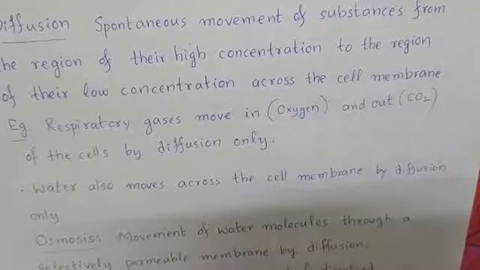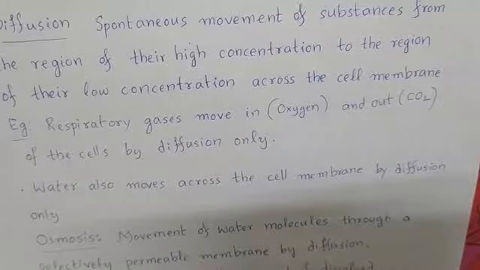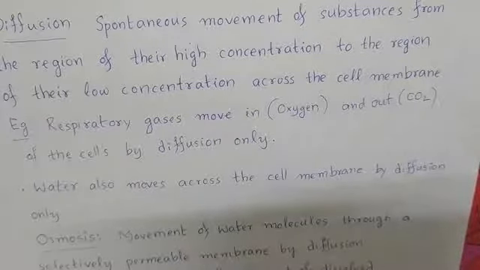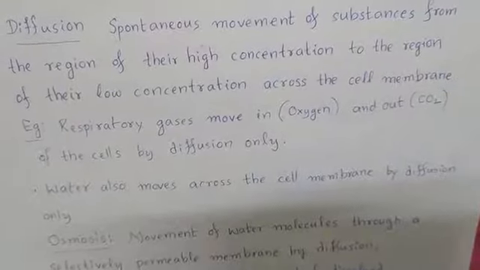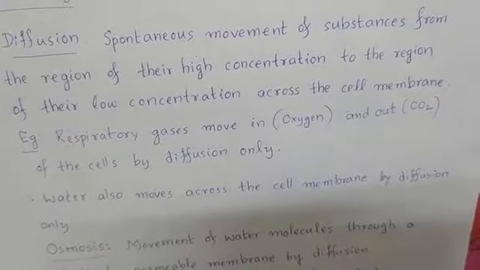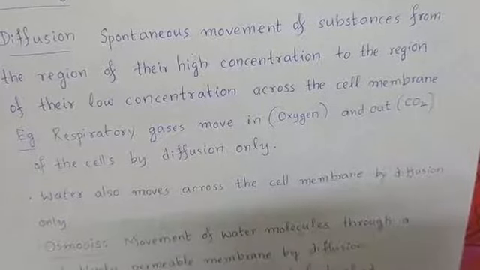As cellular respiration is already over, inside the cells there is a buildup of carbon dioxide. So there is higher concentration of carbon dioxide inside the cells compared to the blood. So the carbon dioxide will be diffusing out from the cells into the blood.